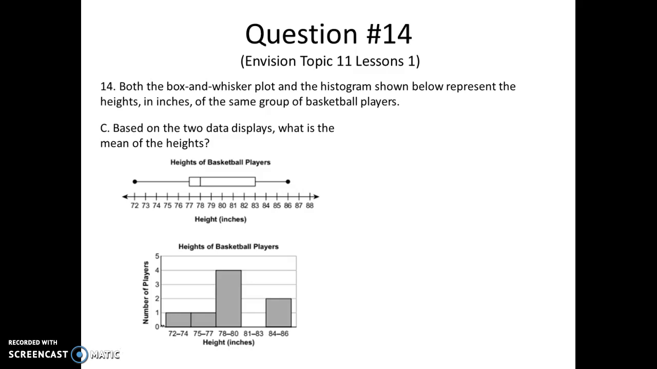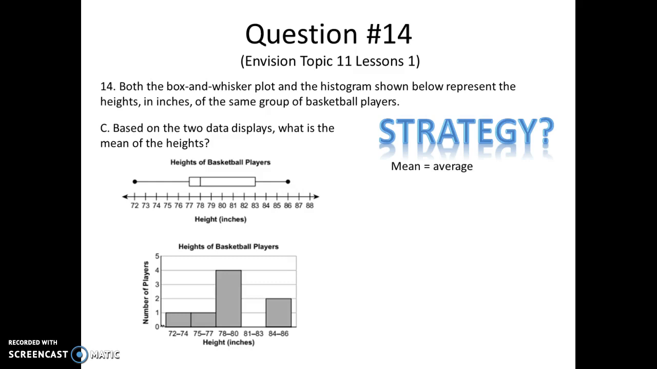So part D. Based on the two data displays, what is the mean of the heights? Strategy: remember that the mean is the arithmetic average.